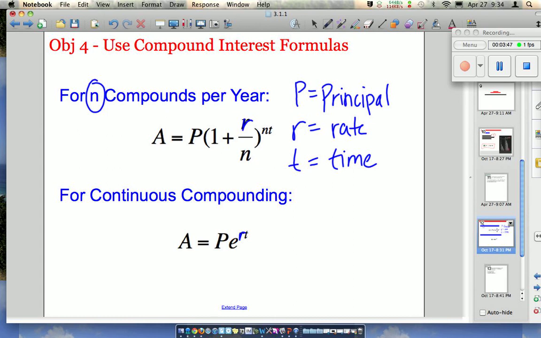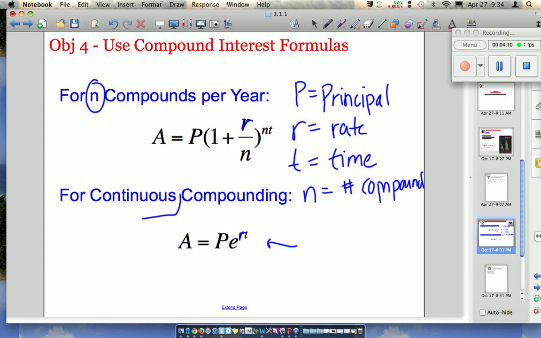The last one that appears in the first equation but not down below here is n. N describes the number of compounds. The number of compounds means how many times you are going to add money to your account while you put it in the bank during that time period. Are you going to add it five times a year? Are you going to add it just once a year?